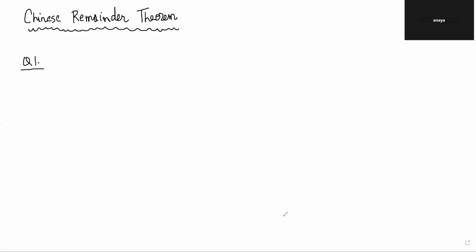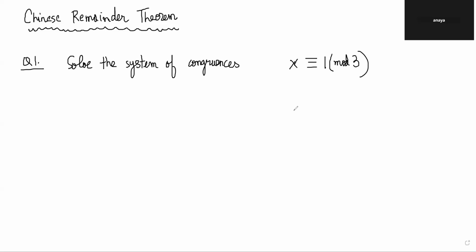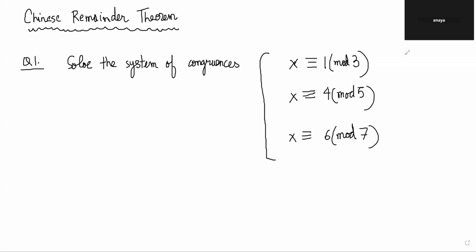So, let's say we have this question. We have to solve the system of congruences. X is congruent to 1 mod 3 and X is congruent to 4 mod 5 and X is congruent to 6 mod 7. So we have to find X which satisfies all three congruences.